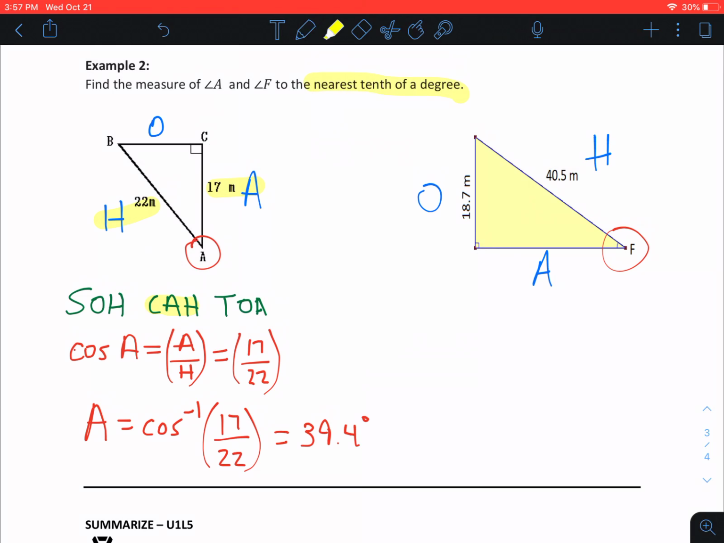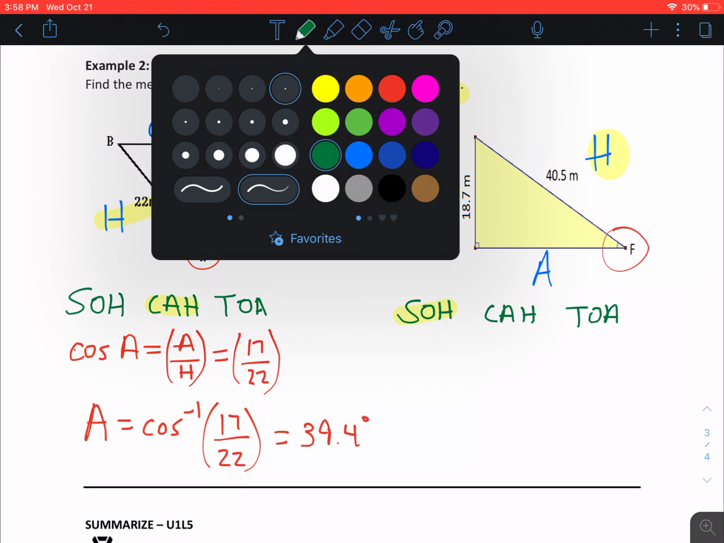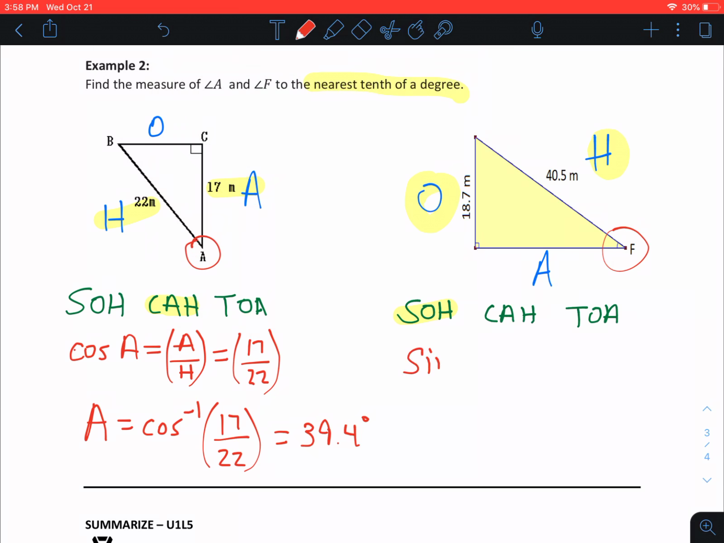What do I know? Well, from my trig ratios, I'm going to write it out again. SOHCAHTOA. What did they give me in the question? Well, they gave me O, and they gave me H. So which trig ratio should I use? I want to use the one that has O and H, and that's going to be the sine. So our ratio is sine of F is equal to the opposite divided by the hypotenuse.